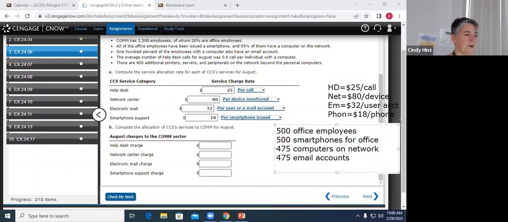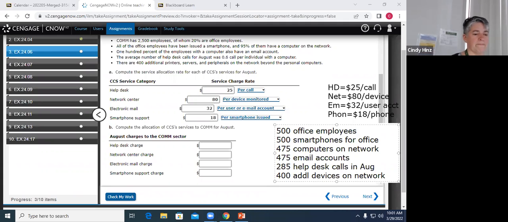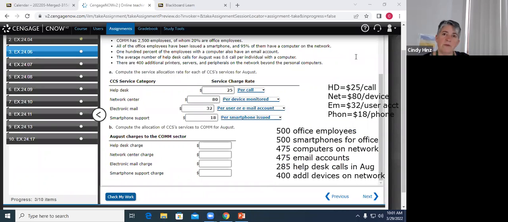The average number of help desk calls for August was 0.6 calls per individual with a computer. So if there are 475 computers and it's 0.6 calls per computer, that's 285 help desk calls in August. And then there are 400 additional devices on the network. Okay, does everyone agree with those statistics about the COM sector? Okay, so hopefully we now have what we need to allocate the support department costs to the COM sector for each one of those 4 support services.